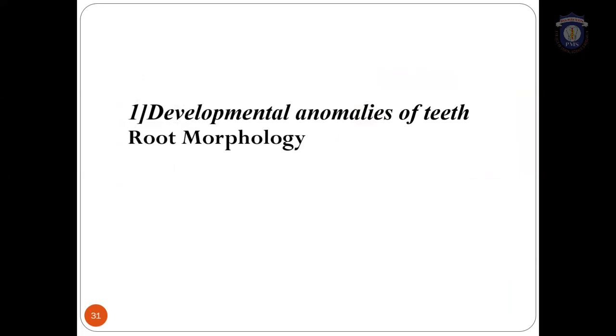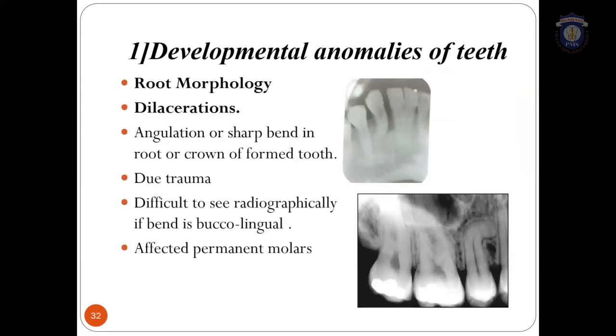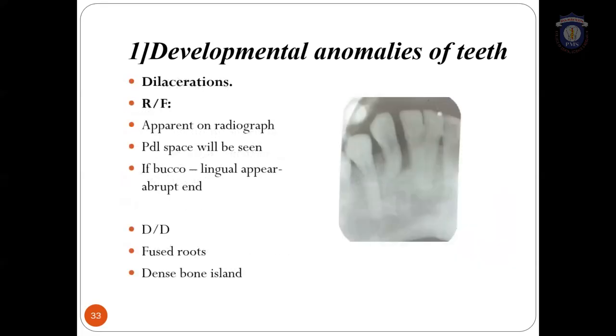Moving on, now we will see the developmental anomalies in relation to teeth, especially those affecting the root morphology. Firstly, dilaceration. This is an angulation or a sharp bend in the root or crown that is formed in the tooth. It occurs due to trauma. It is difficult to see radiographically if the bending is buccolingual. Usually, it affects permanent molars. You need to differentiate it from fused root and dense bone.